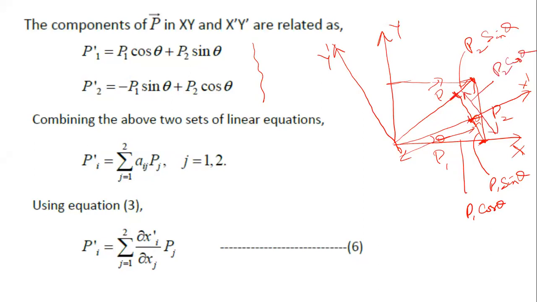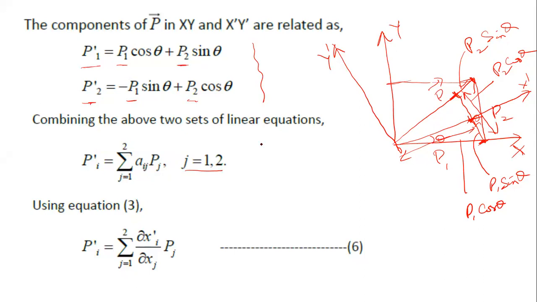So if you work out the geometry here, you will find that the components of velocity, or other vector quantities, in the prime coordinates are related to the components P1, P2 in the unprimed coordinates. P2 prime will be related to P1, P2 like this. Using the same steps we discussed before, you can represent this in terms of indices as Pi prime is equal to the summation over j from 1 to 2 of Aij Pj.